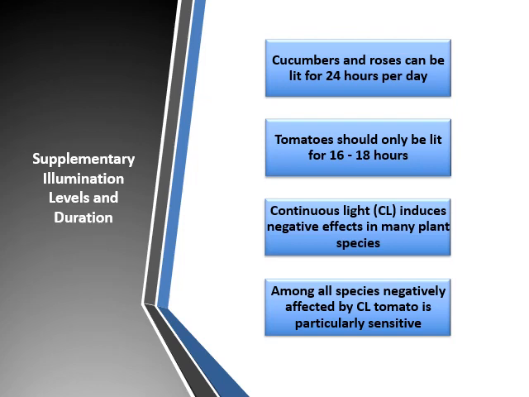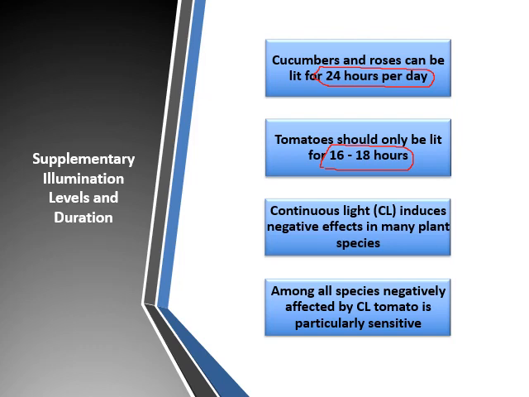Then we looked at different crops and the lengths of time that we can supply them with light. Cucumbers and roses were suitable for 24 hours a day. Now I'm not saying that it's economically viable, I'm just saying it's suitable. Tomatoes, 16 to 18 hours. They can't handle much more. They start to become necrotic.